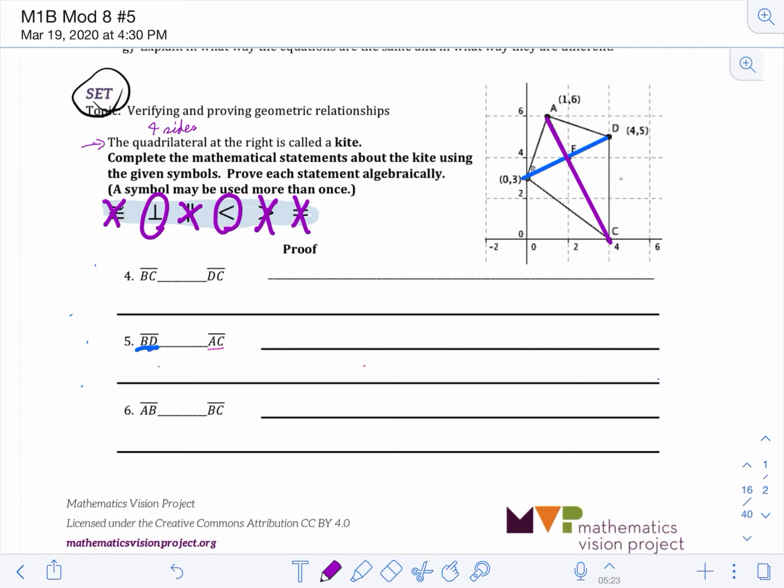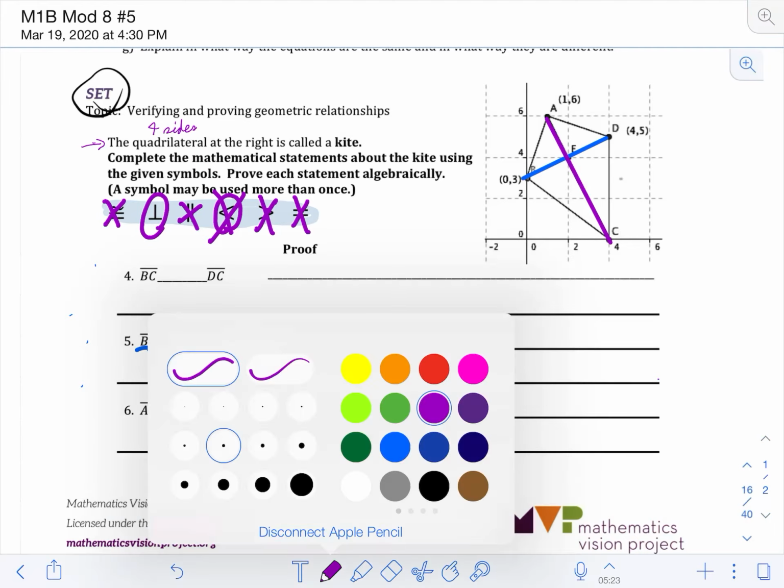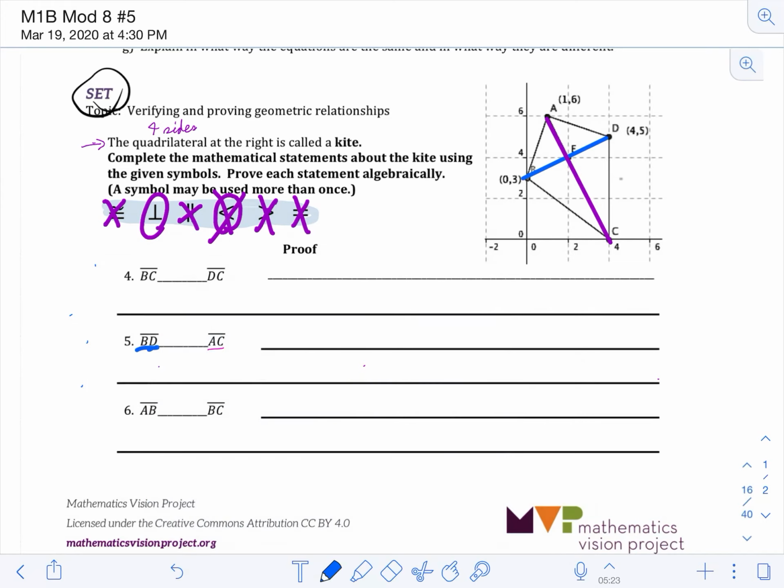Now, shapes aren't numbers. Numbers can be less than or greater than, but shapes don't really have that relationship. So even though BD is kind of smaller than AC, we can't say that it's less than AC, because they're shapes. All right, so we want to prove that BD is perpendicular to AC.